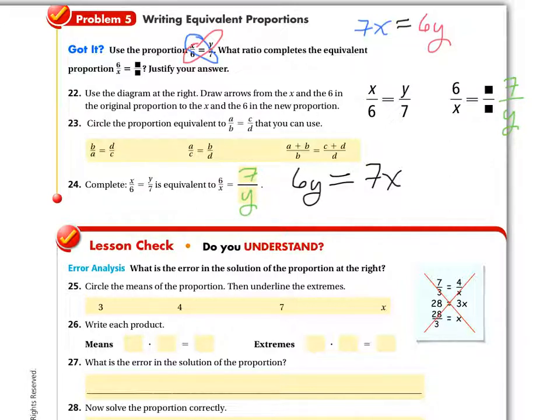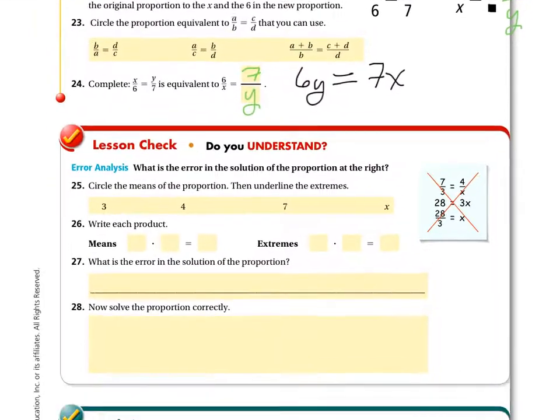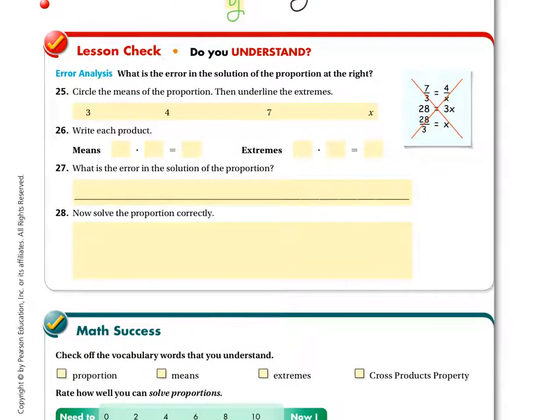And then the last part is your lesson check. And so I want you to complete that to see if you understand where they made their mistake. So what's the error in the solution of the proportion at the right? Oh, we didn't talk about means and extremes.